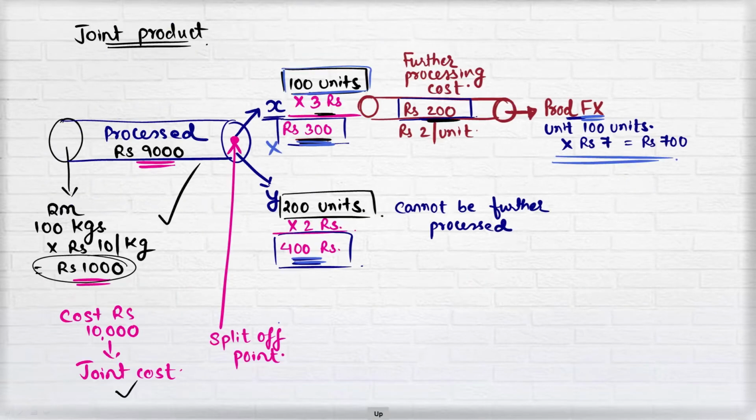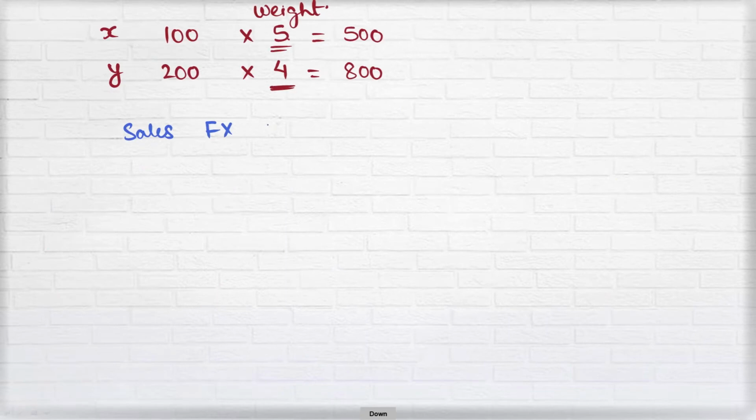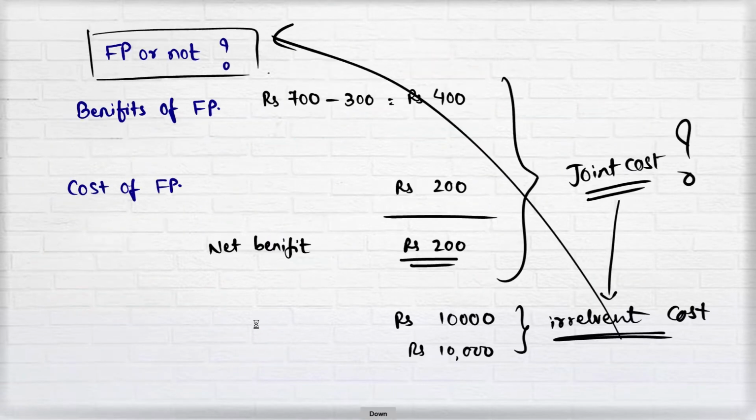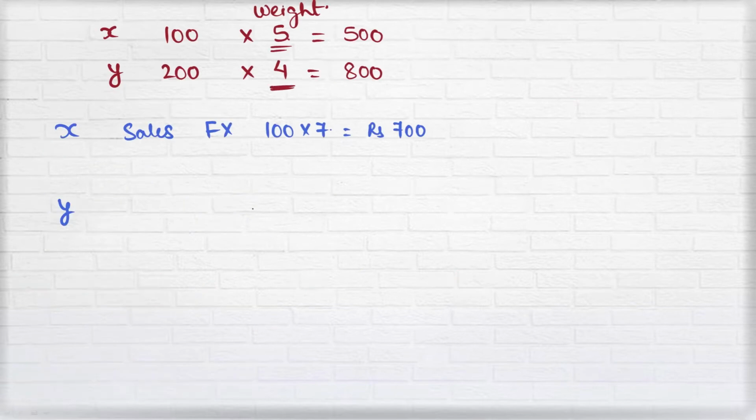It is 100 units into 7, which is rupees 700. And for Y, there is no sales value at final stage. There is only sales value at split off point. So we will have to take NRV at split. It is never going to be further manufactured. So what is the sales value for that? It is 400 rupees. 200 into 2 is 400.